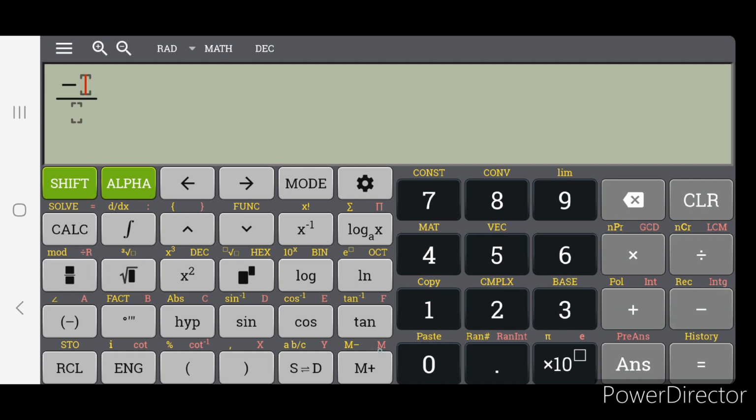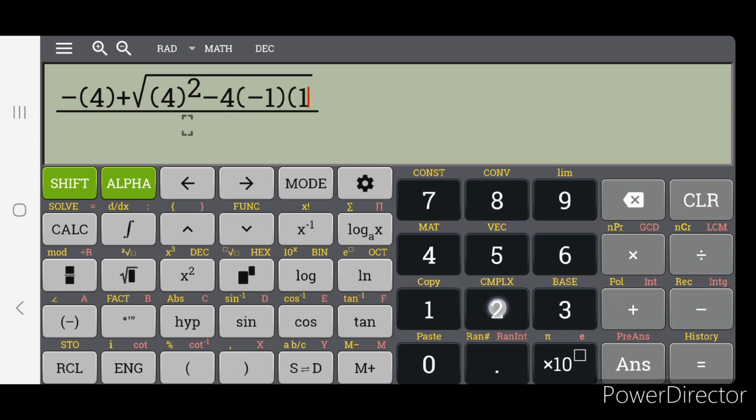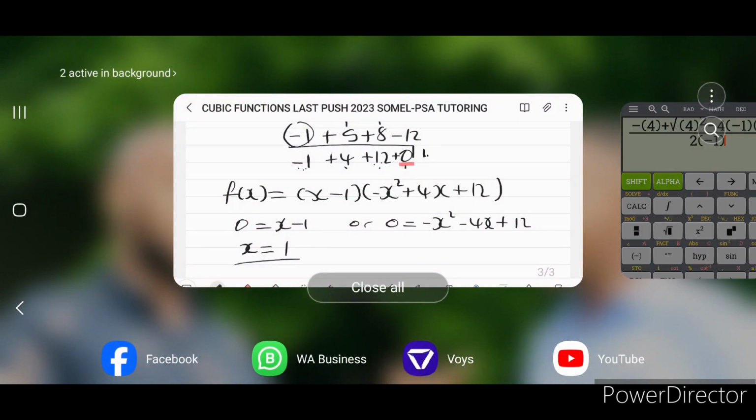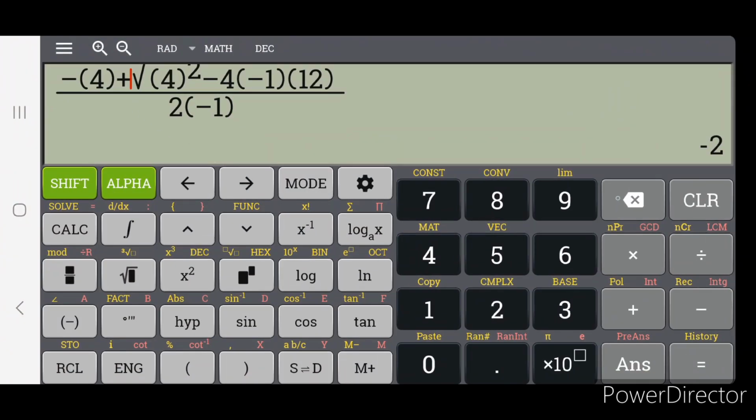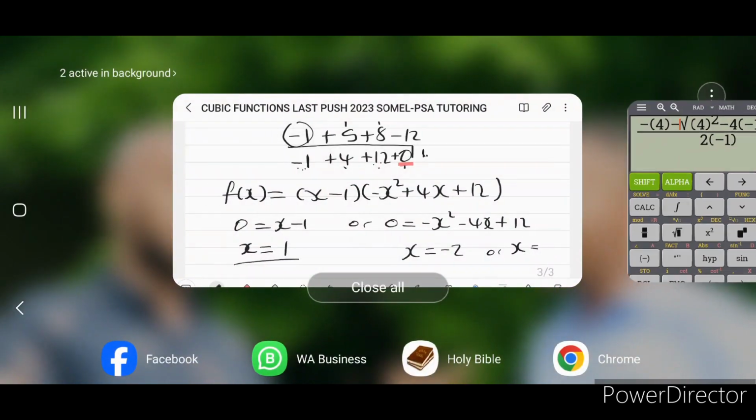So it's going to be minus b, and my b is 4, plus or minus the square root of 4 squared minus 4 times a, my a is minus 1, and then my c is 12, over 2a, of which 2a is minus 2. So my first value is negative 2. So another x is minus 2, or my other x is going to be 6.